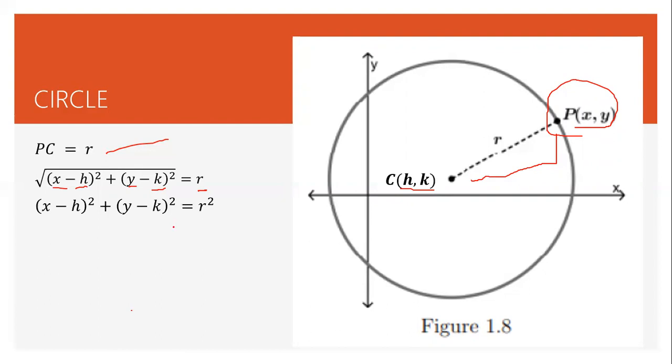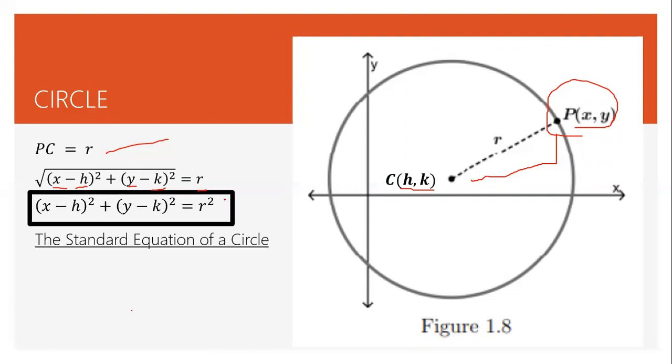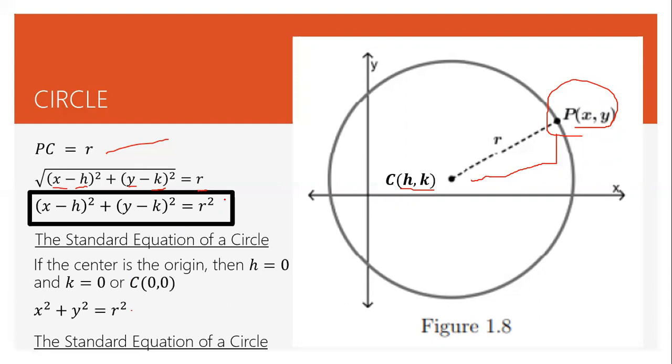Okay, quantity of x minus h squared plus quantity of y minus k squared is equal to r squared. This is the standard equation of our circle. If the center is at the origin, then our h and k is equal to 0, or C(0, 0). So we will use this one: x squared plus y squared is equal to r squared.